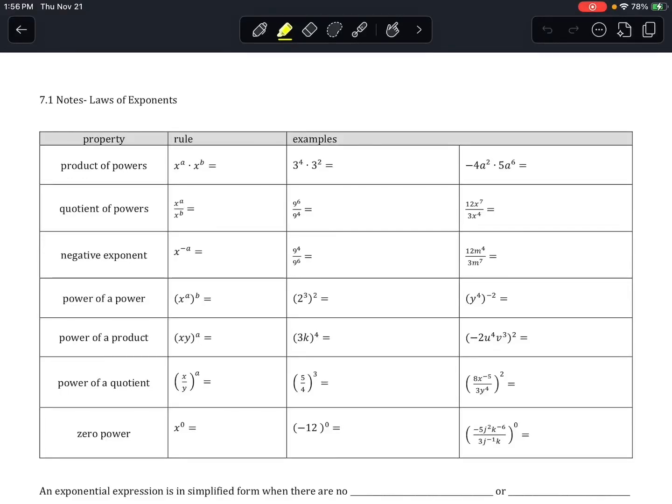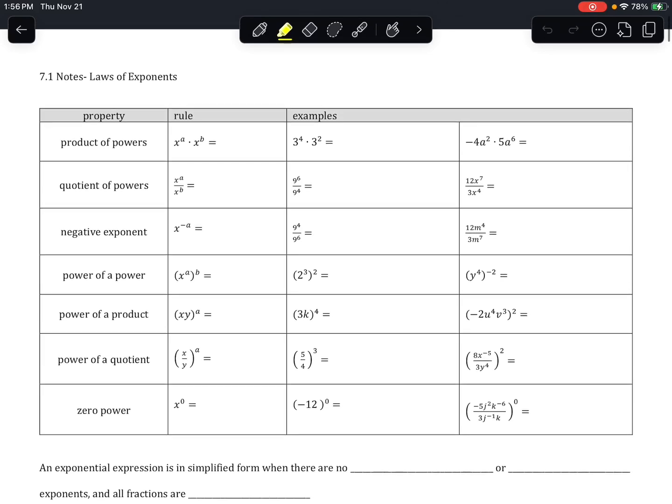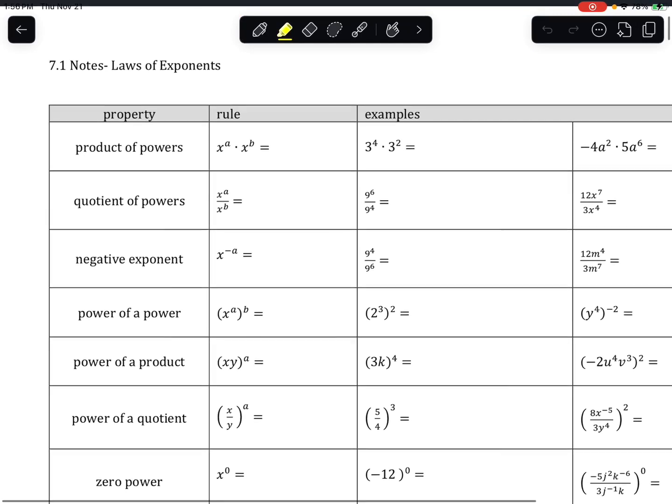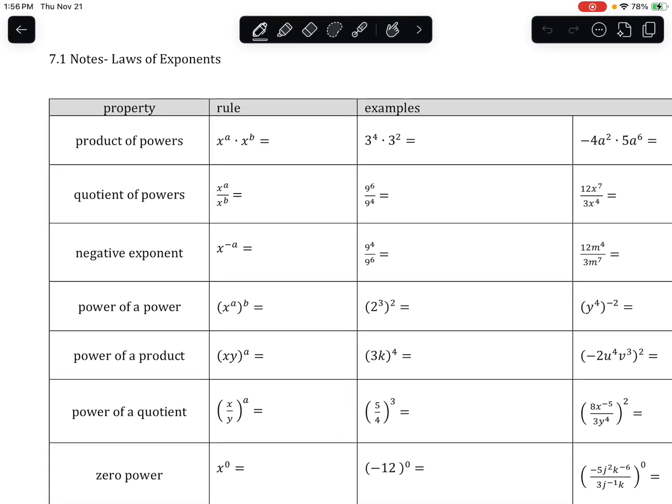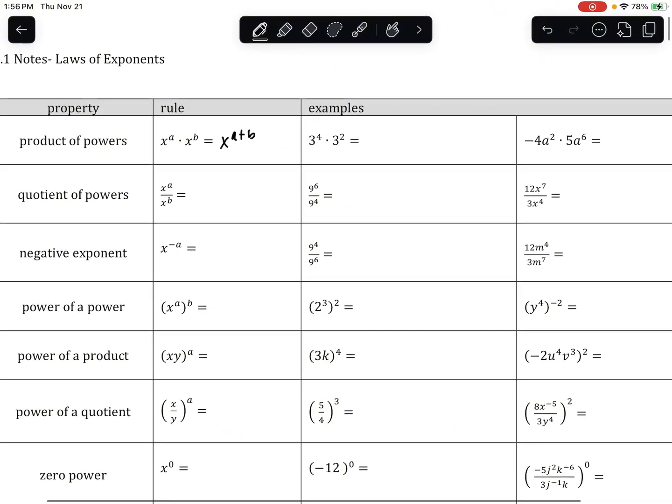All right, so this lesson is a review from Algebra 1 on laws of exponents. And so the first rule is if you have the base written twice, you're just going to add the exponents. And so, for example, I have the base of 3 written twice, and so I would add the exponents 4 plus 2 to get 3 to the 6.